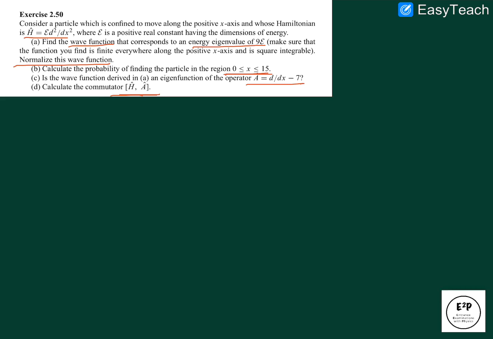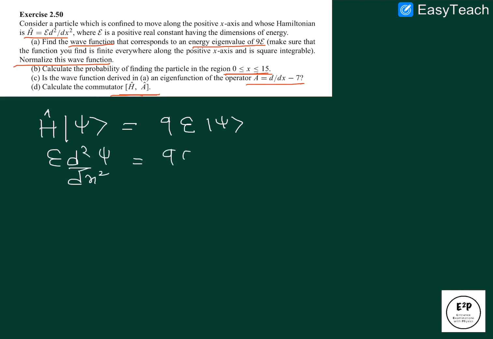So we are given that there is some Hamiltonian applying on some generalized wave function. We don't know what is the format of this at the moment, and that should give us 9 epsilon psi. So let us put the value of H cap, that is minus epsilon d square by dx square psi equals 9 epsilon psi. So we cancel these epsilon and we remain with d square psi by dx square equals to 9 psi.